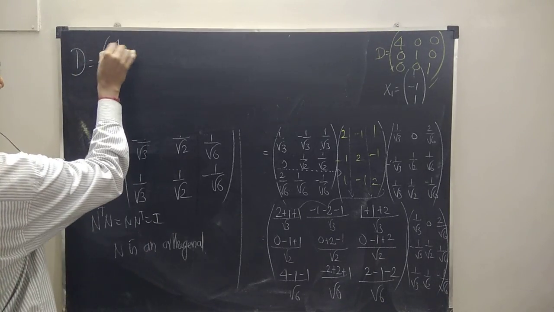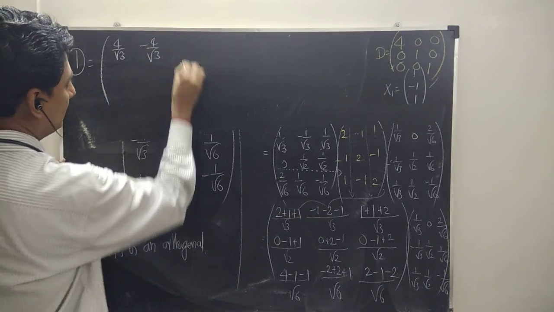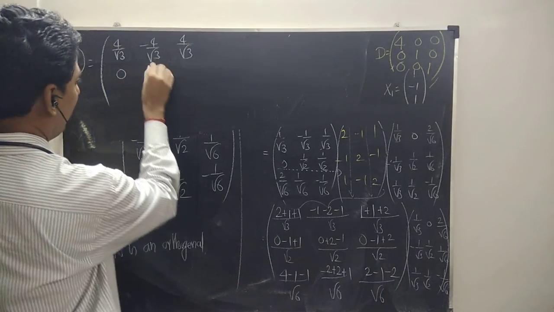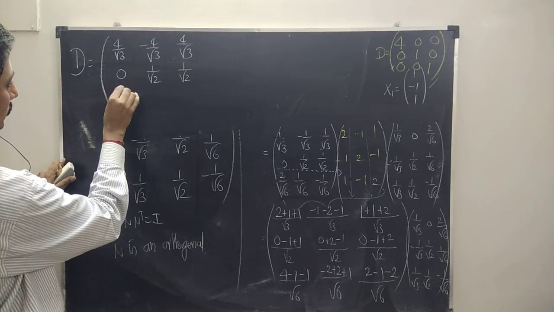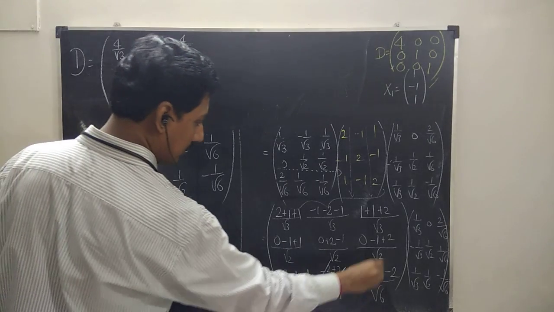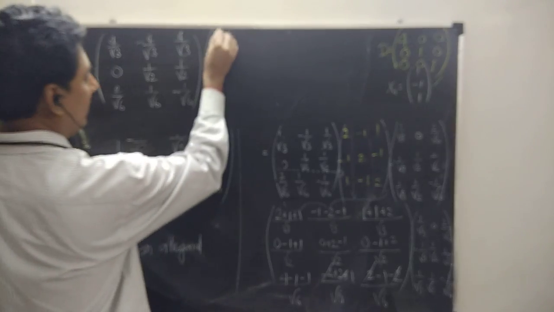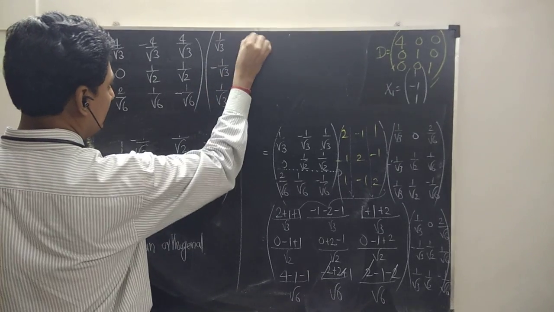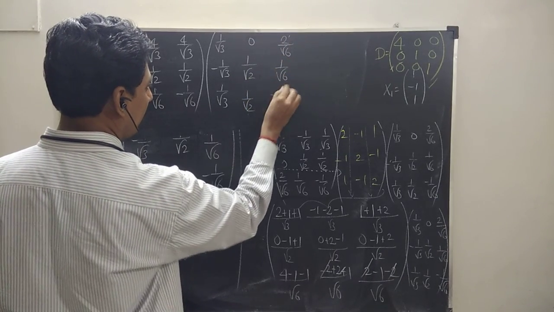2 plus 1 plus 1, so 4 by root 3. This is minus 1 minus 2 minus 3, so minus 4 by root 3. This is once again plus 4 by root 3. This is 0. This is 2 minus 1, 1 by root 2. This is also 1 by root 2. And the last, 4 minus 2, so 2 by root 6. Here this will cancel, 1 by root 6, and that is also minus 1 by root 6. So n is already there: 1 by root 3, minus 1 by root 3, 1 by root 3, 0, 1 by root 2, 1 by root 2, 2 by root 6, 1 by root 6, minus 1 by root 6.